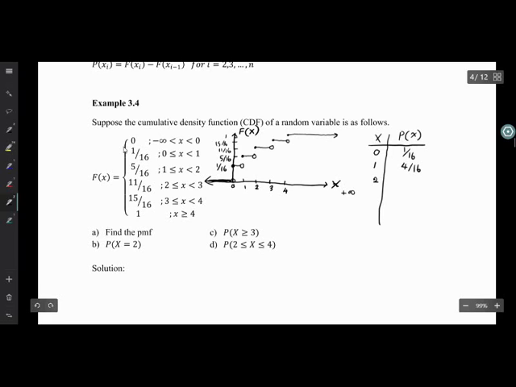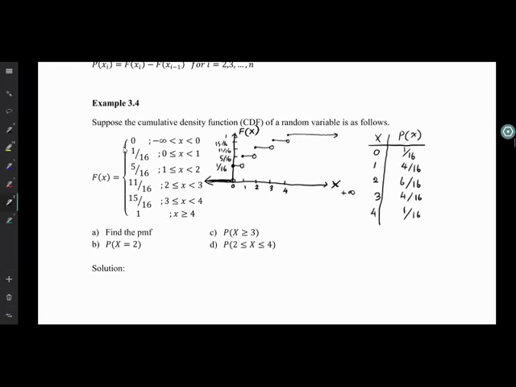Then 11 over 16 minus 5 over 16, the one above it, you end up with 6 over 16. Then at 3, 15 minus 11 is again 4 over 16. And at 4, 16 minus 15 is 1 over 16. So what you do is you always subtract the CDF at x from the one above it, and you end up with these values for your PMF.